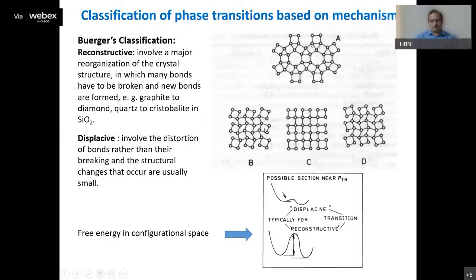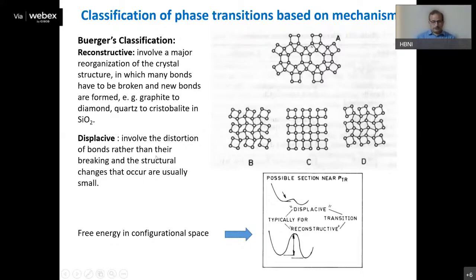At the same time, here I have shown that very small displacement of atoms can lead to the displacive phase transitions. So this can be understood as a very small or negligible barrier between two phases. Actually, this can even be barrierless when we apply a field.